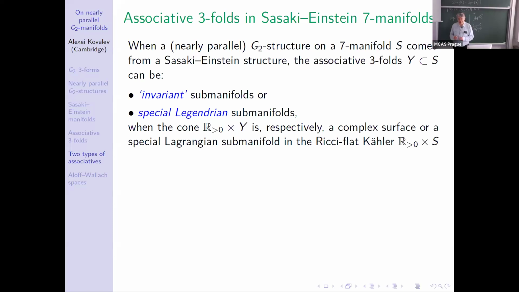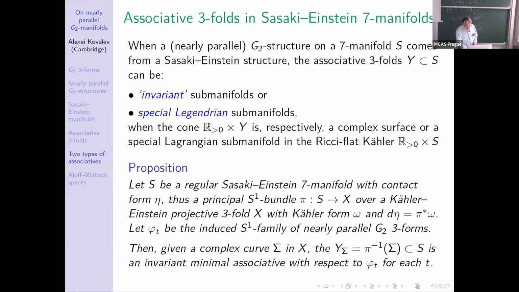The easiest way to define both is to consider a Riemannian cone again. A cone on Y for invariant submanifolds means that the 4-dimensional submanifold in the 8-dimensional cone is a complex surface. And special Legendrian means that the cone in 8 dimensions is special Lagrangian. Okay, so in particular, invariant corresponds to invariance under this integrable almost complex structure.